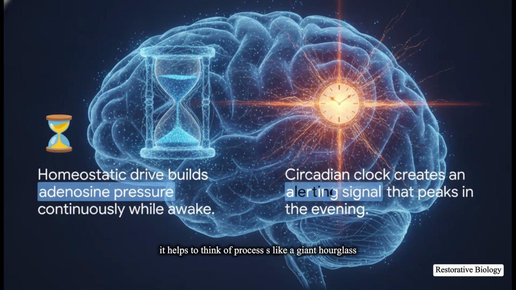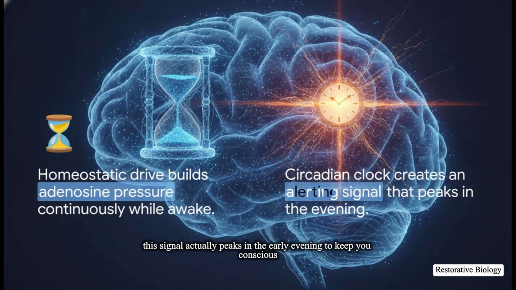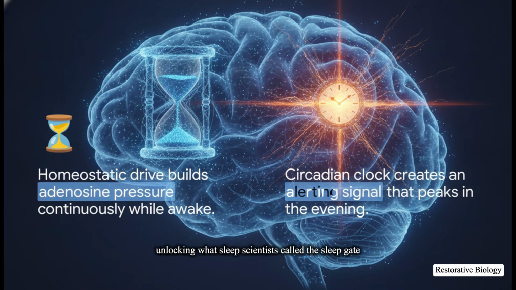It helps to think of process S like a giant hourglass. Literally, from the moment you open your eyes in the morning, a chemical called adenosine begins building up in your brain, creating this continuous rising pressure to sleep. But then you have process C, which acts as your internal clock. And here's the fascinating part. It doesn't just promote sleep at night. It actively fights that adenosine pressure all day long by generating a strong circadian alerting signal. This signal actually peaks in the early evening to keep you conscious, until it finally drops off, unlocking what sleep scientists call the sleep gate.